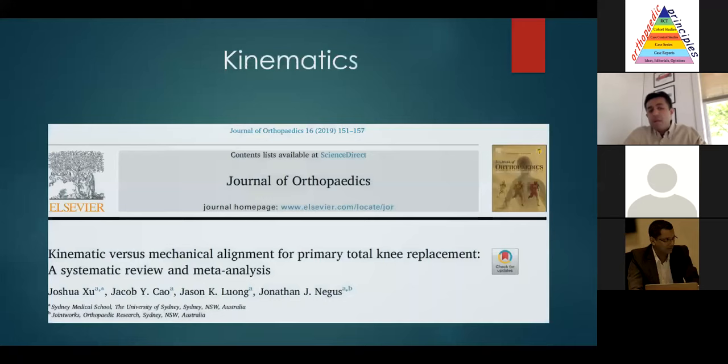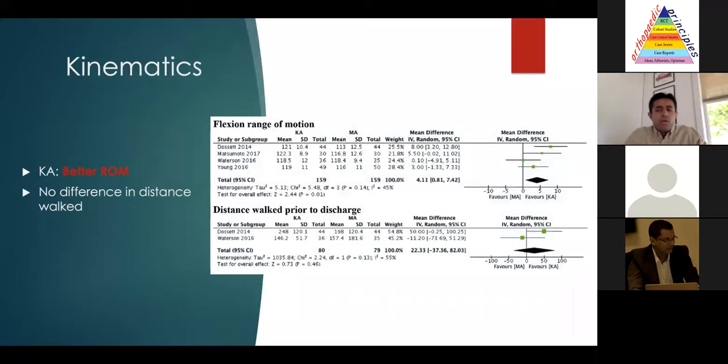Now, what about this? This is another paper that came out of Australia. So what does the Australian literature say about this? Well, they looked at these forest plots, and overall this black diamond that you see, which favors either kinematic or mechanical, what they've said is that the kinematic alignment favors better range of motion. So people seem to have better range of motion, but that does not translate into an actual functional benefit. So there is no difference in the distance that patients have walked. So what good is that better range of motion then, one should ask.